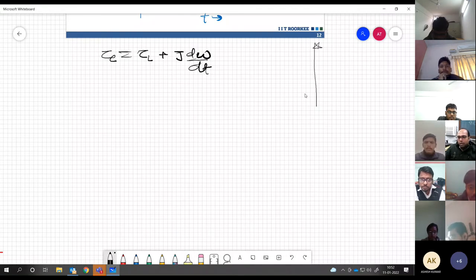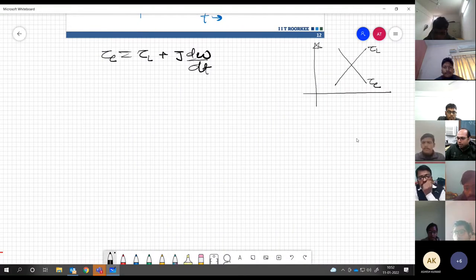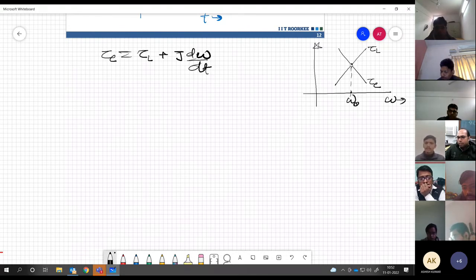Now, let us say I give you a scenario where we have the load torque and the electromagnetic torque, and these are intersecting at this point, which means at this point they are balanced, and this is where the system is operating. The point here is omega naught. This is the speed at which the system is operating. Tau L and tau E are balanced. You understand this point? Yes, sir.